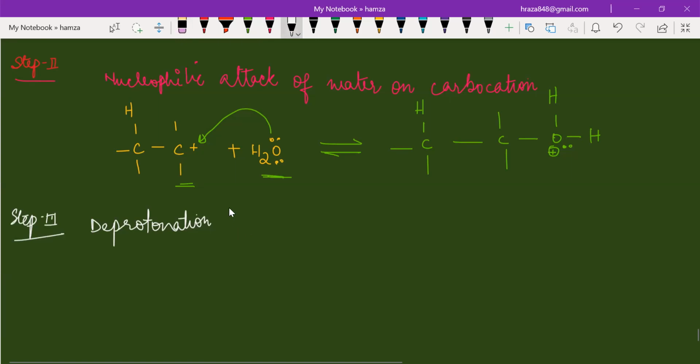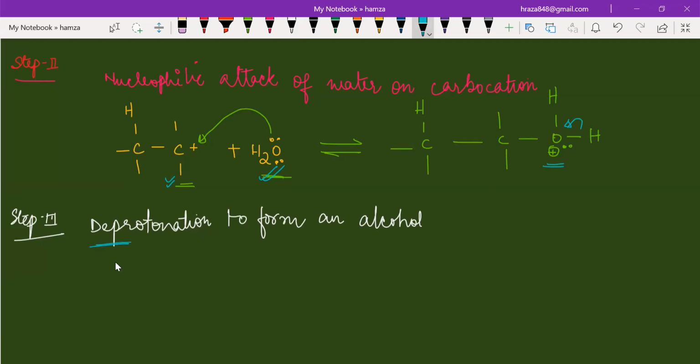Deprotonation to form an alcohol. So see, since it is a nucleophile, it will attack the carbocation to satisfy this carbocation, and you can also see that oxygen has a positive charge now. So in order to stabilize itself, it will take one electron from hydrogen, and deprotonation will take place. Protonation means addition of H plus, and deprotonation means removal of H plus. So see how it will take place. This was the bond, and then here it is.